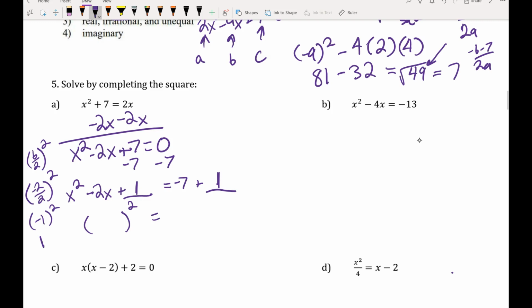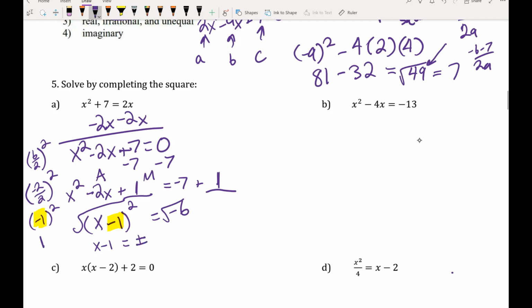So you could do the process where you ask yourself what multiplies to positive 1 and what adds to negative 2. And that's negative 1 and negative 1. But a quick shortcut is to just look for whatever half of b was. That's going to be the number you put in the parentheses there. So negative 7 plus 1 is negative 6. When we take the square root on both sides, we're left with x minus 1 equals, remember when you take a square root to have that plus or minus there.